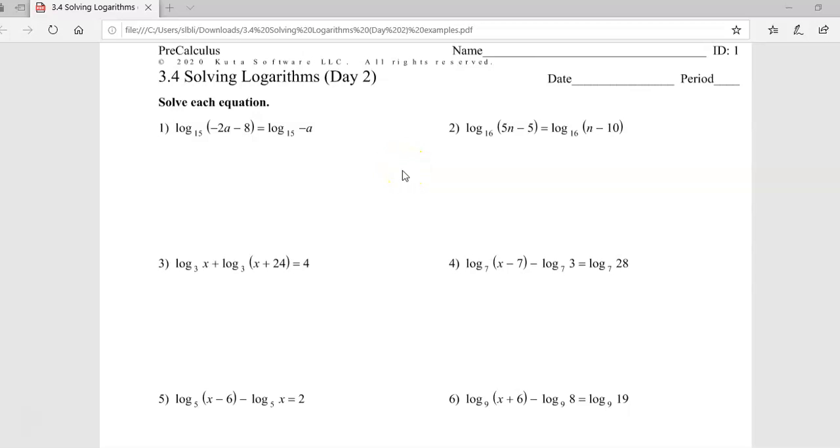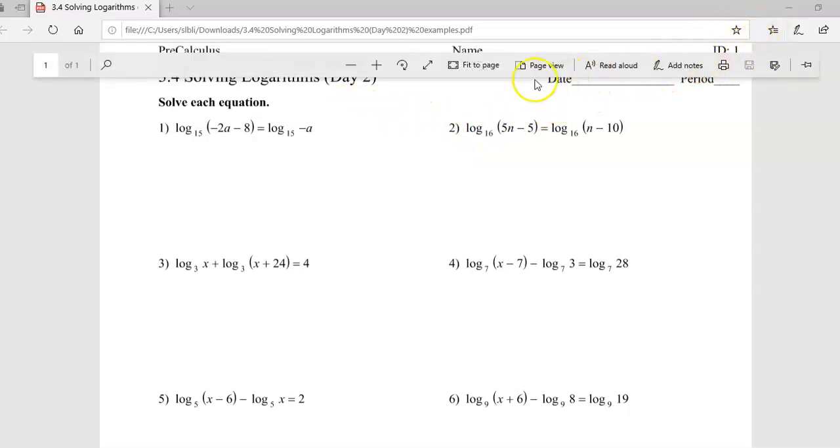All right, this video is for 3.4 solving logarithms. This is our second day. So we're solving logarithmic equations. We've already solved some exponential equations.